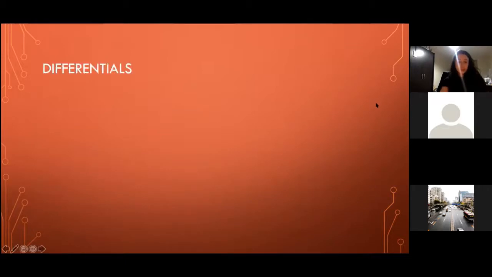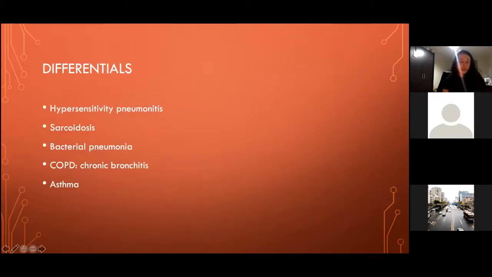So just some differentials: hypersensitivity pneumonitis and sarcoidosis, as I've mentioned before, as well as pneumonia of varying causes, COPD, and asthma. So some investigations. Chest x-ray: most people will have an abnormal chest x-ray when they're diagnosed, and that can show basilar, peripheral, bilateral asymmetrical reticular opacities.